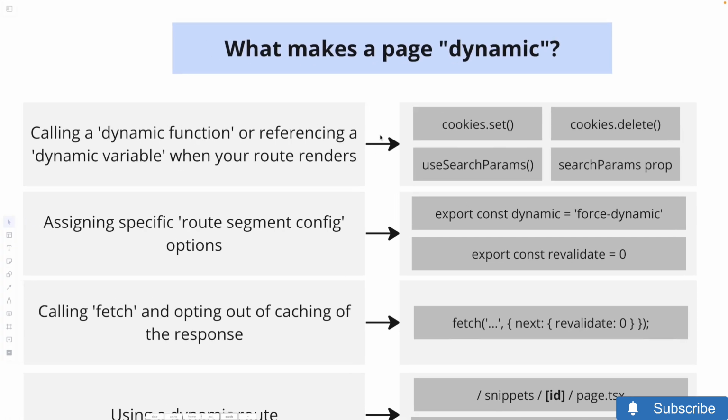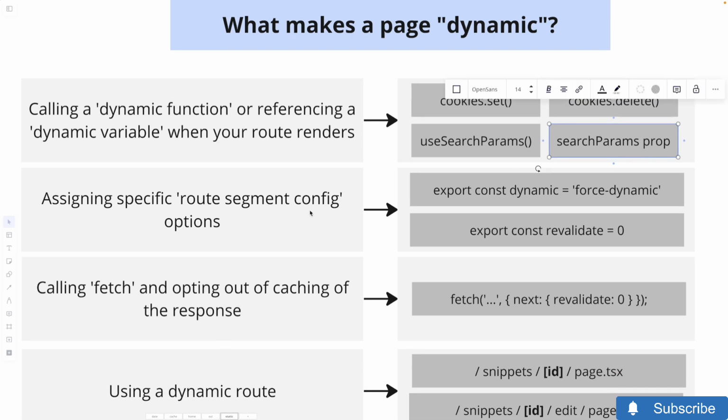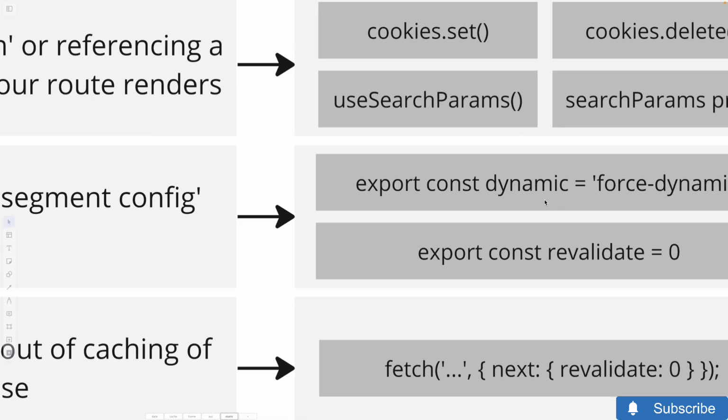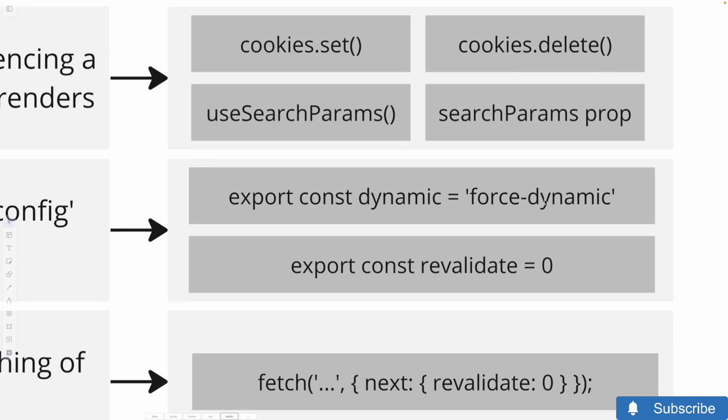The first set of things we can do inside of a page that's going to make it into a dynamic route is to modify cookies. So we could do cookies.set, cookies.delete. If we also tried to use anything tied to a query string, such as accessing a query string inside of a server component through a prop that is automatically passed to our components, that's going to turn our route into a dynamic route. We can also force a route to be dynamic by setting what's called a route segment configuration. These are very specifically named variables that we can export from our page files.